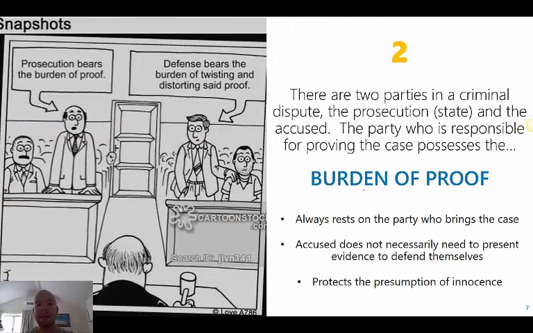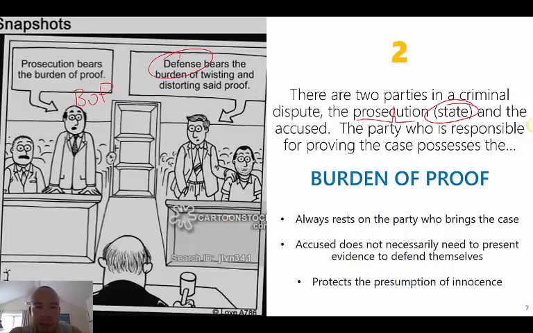Our second key concept is the burden of proof. There are two parties in every criminal dispute, one being the state, which we call the prosecution, and the other being the accused person, or, as in this cartoon, the defence. Whoever has to prove the case possesses the burden of proof, and this is always on the prosecution. Okay? As it says here, the prosecution bears the burden of proof.